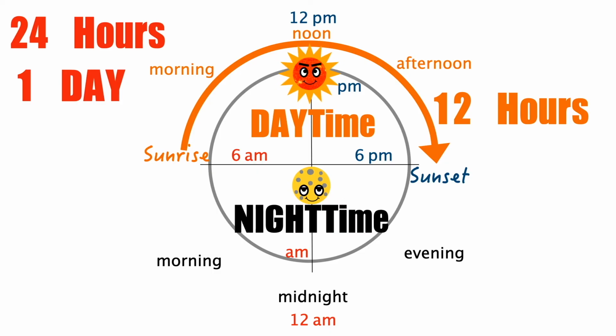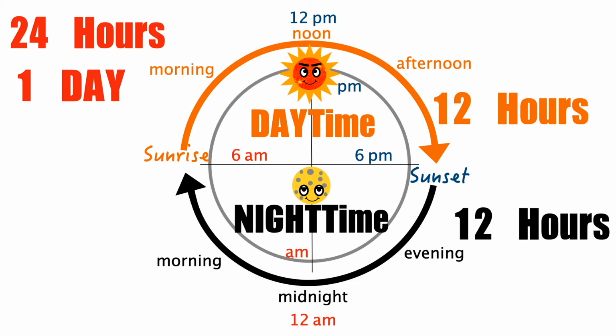Nighttime is the period of the day with darkness from no direct sunlight. Nighttime is from sunset to sunrise, 12 hours. Every day starts at midnight. AM starts just after midnight, and ends just before noon. PM starts just after noon, and ends just before midnight.